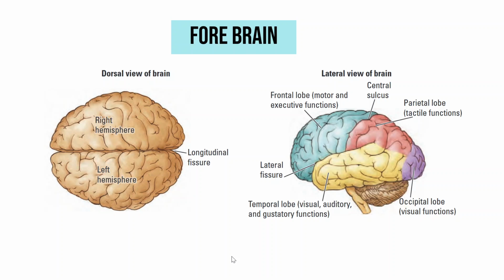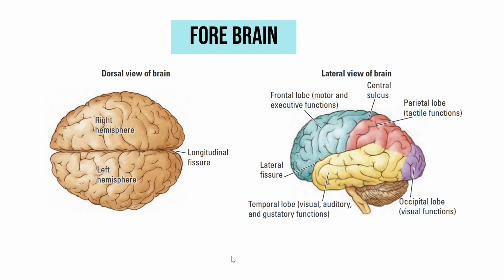The forebrain has two hemispheres, and those hemispheres are connected by the corpus callosum, as we have discussed, and there are four lobes, which are broad divisions or foldings of your cortex. The frontal lobe is connected to higher cognitive functions like executive or motor functions. The parietal lobe is connected to tactile functions. The occipital is related to vision, and the temporal is related to auditory and gustatory functions, which means chemical senses.